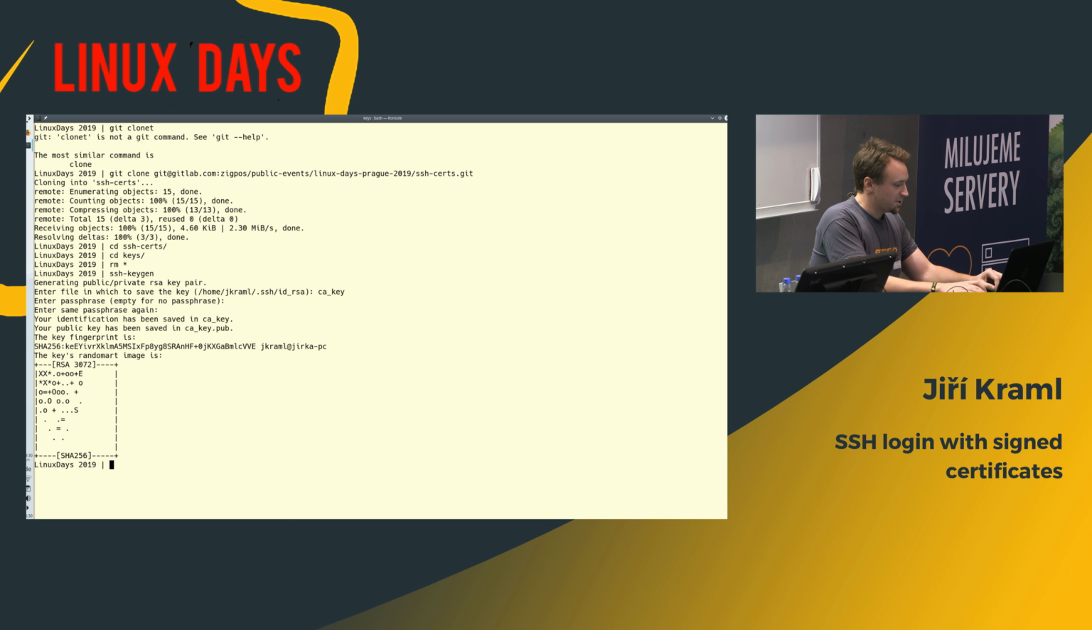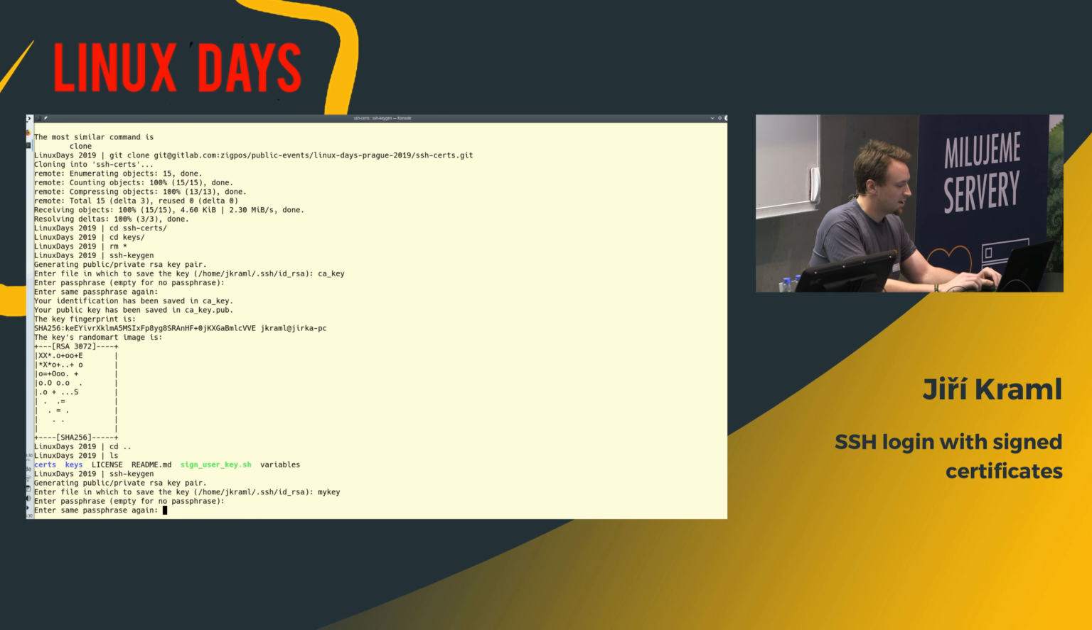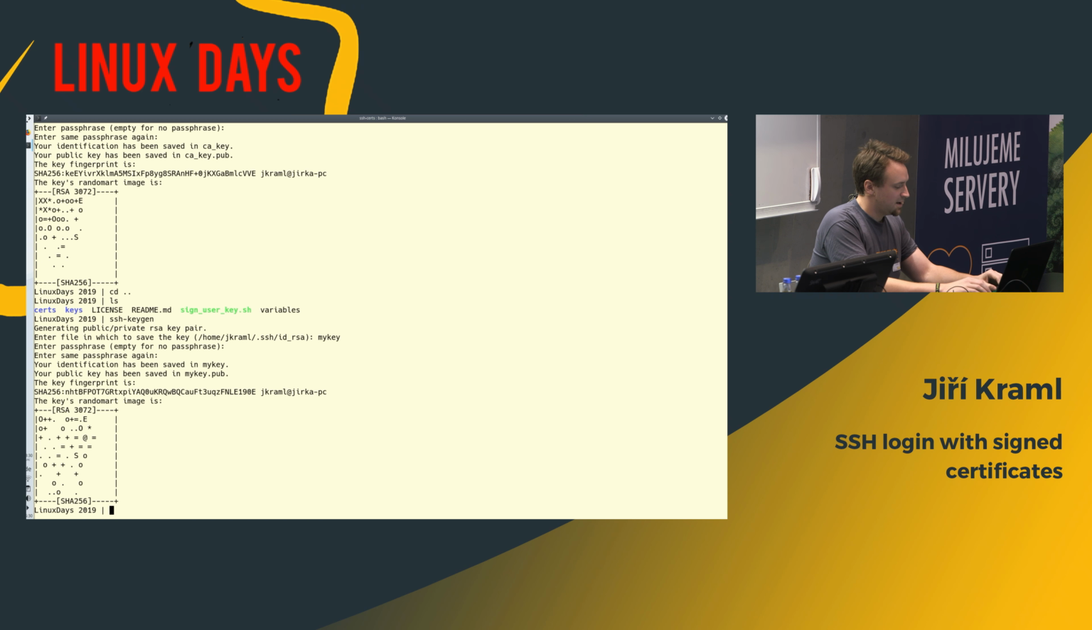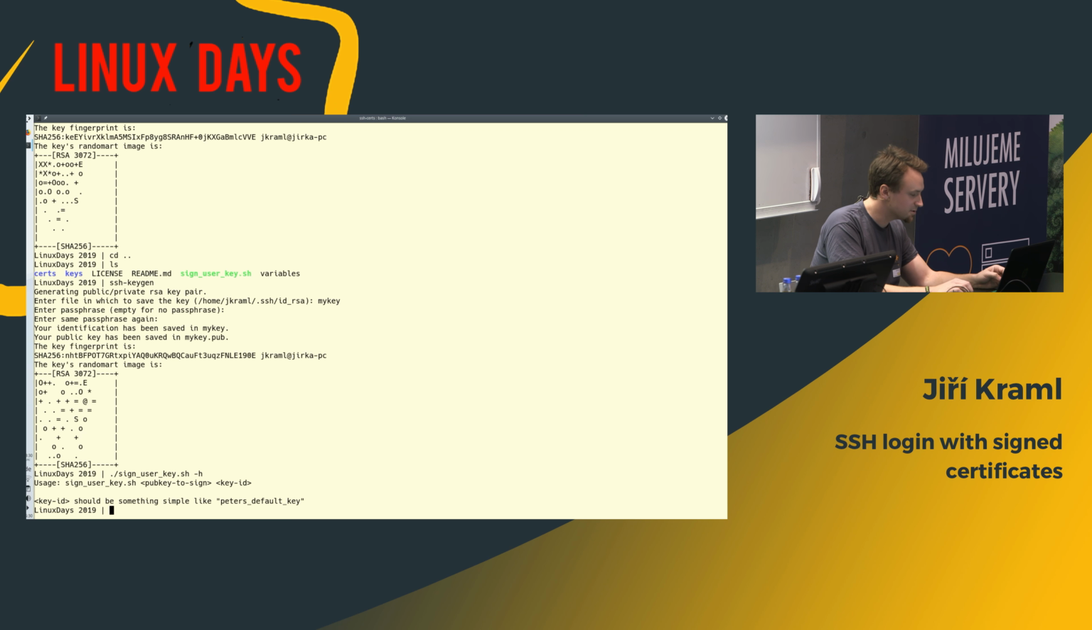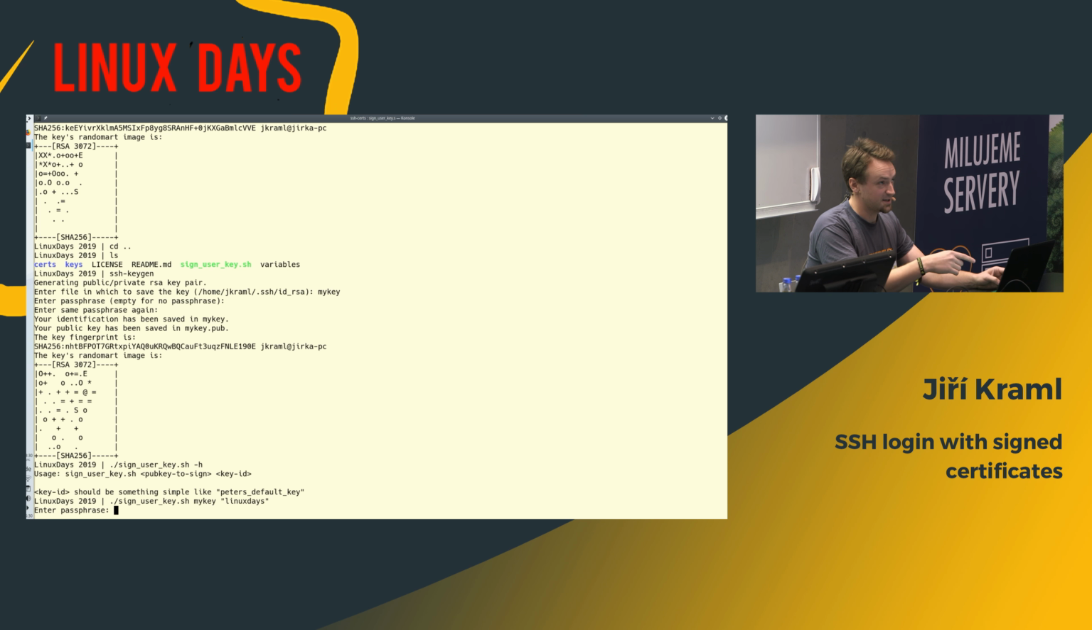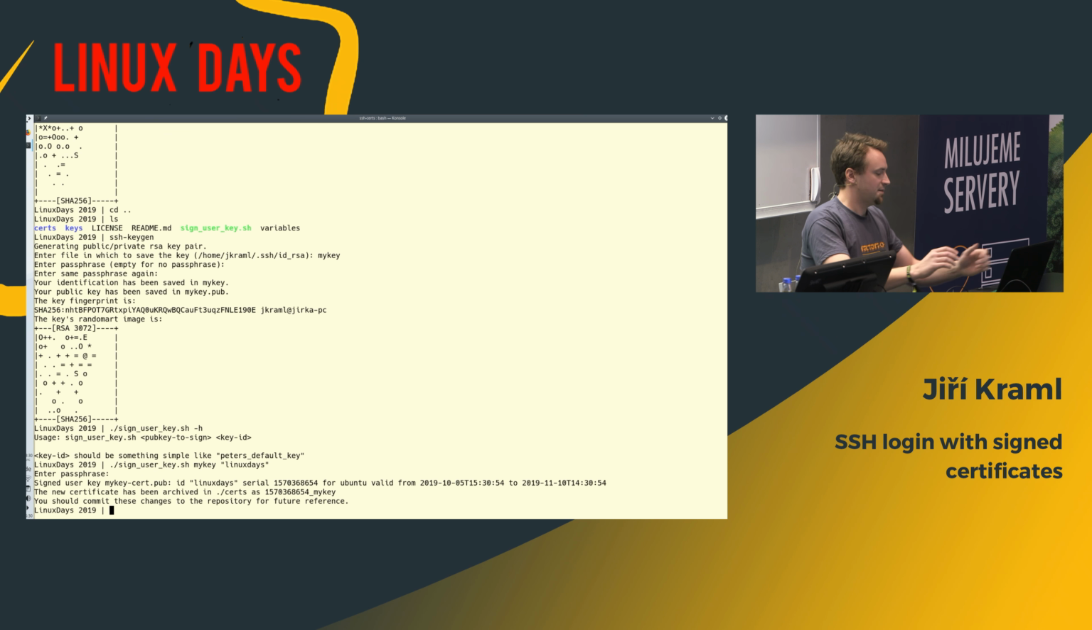So we did that. Here we are. We have this sign user key script. So we'll generate a key. We could sign the SSH key again. I'll just call it my key again. Now, well, I can't remember the arguments. So it's the pub key to sign. That's my key. The key ID is LinuxDays something. That's the passphrase for the CA key, and that's it. Really, it signed the key.